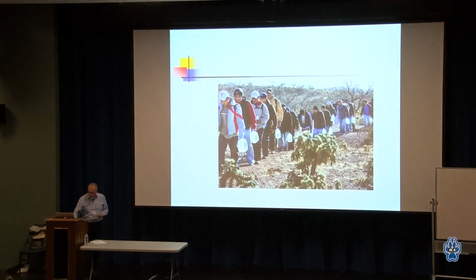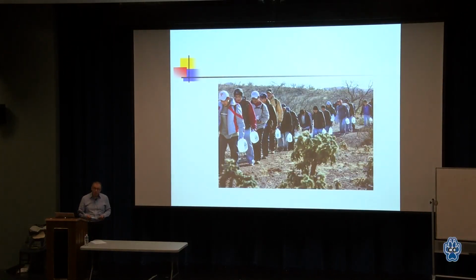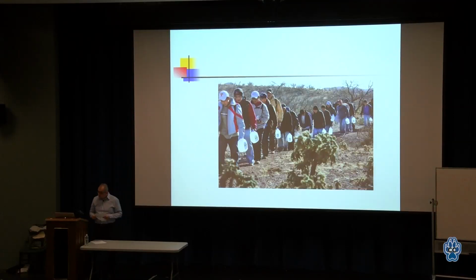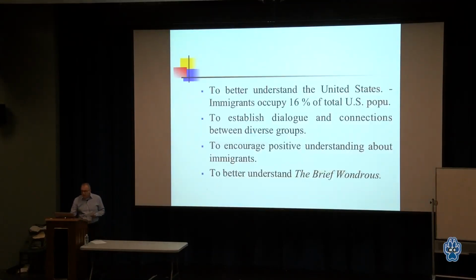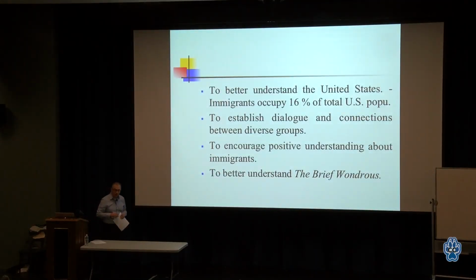Here's another photograph. These are Latin American migrants, again, venturing into the United States. But there are other reasons why we should pay a lot of attention to migration. 16% of all the population in the United States are immigrants. This is a phenomenal number. And demographers are arguing that this number is actually going to increase in the next couple of decades. So this is key.